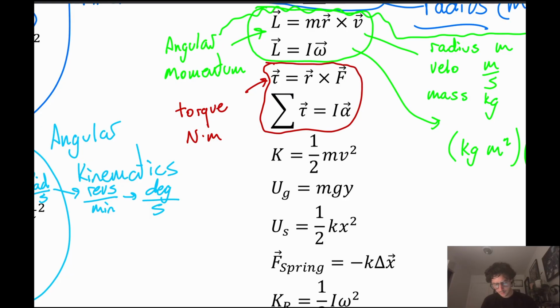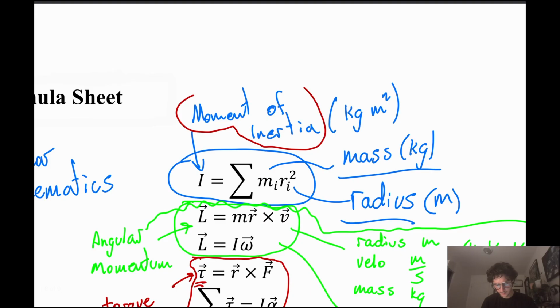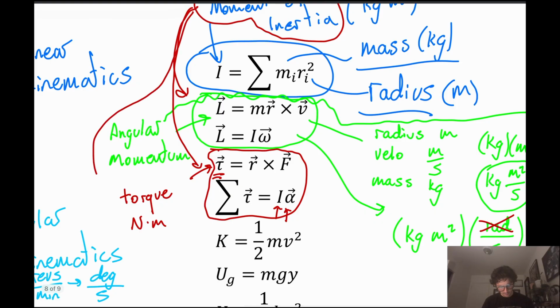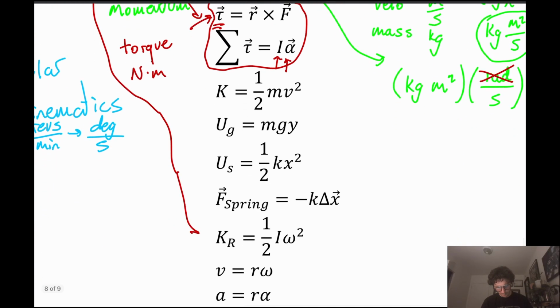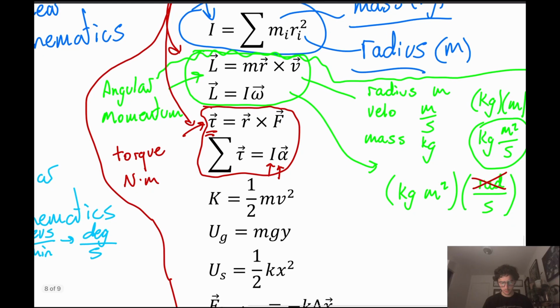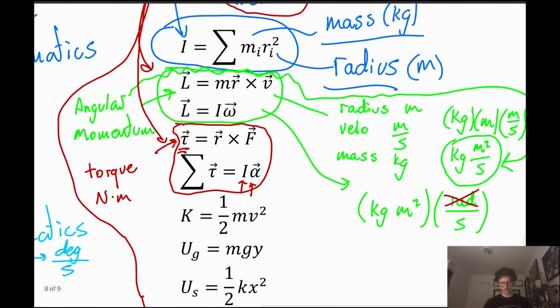So torque can be found one way, R cross F, and it can be found another way, I alpha. You guys remember what I is, right? It's moment of inertia. This one over here. So this moment of inertia makes an appearance here, and it makes an appearance here. And it also makes an appearance way down here, which we're going to see in a bit. So if you have the moment of inertia, you can find the angular momentum, you can find the torque, and you can find here this Kr, which is kinetic energy of rotation, I think.